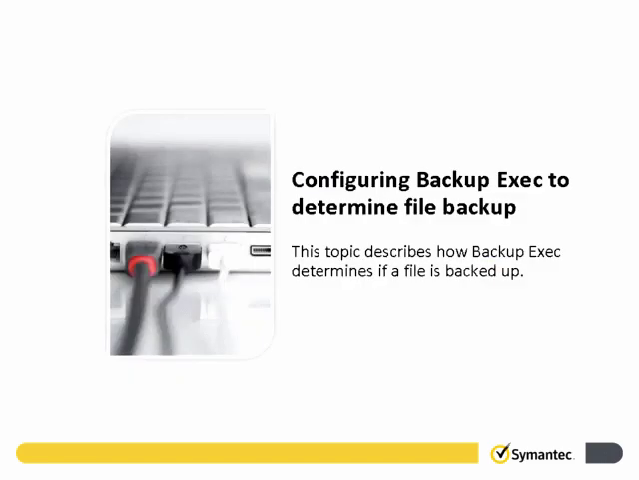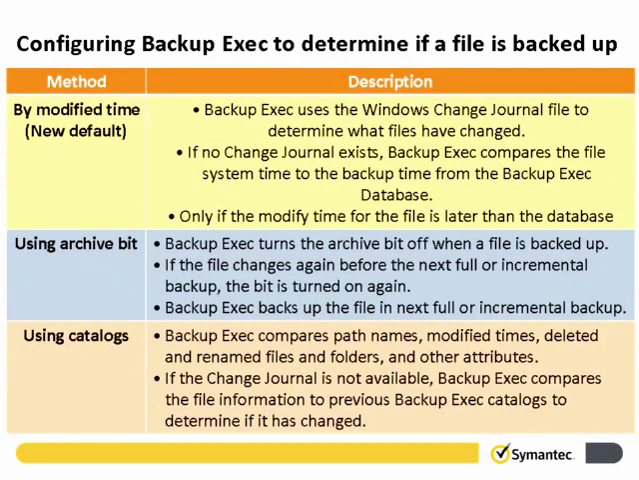We'll talk about configuring Backup Exec to determine what files are being backed up. So this has to do with what is being reset when we are doing a full backup or an incremental backup. So modified time allows us to look at all the files and their change time. If it is a Windows machine, you also have a change journal. The Windows change journal always exists. Whether you use it or not, it exists.